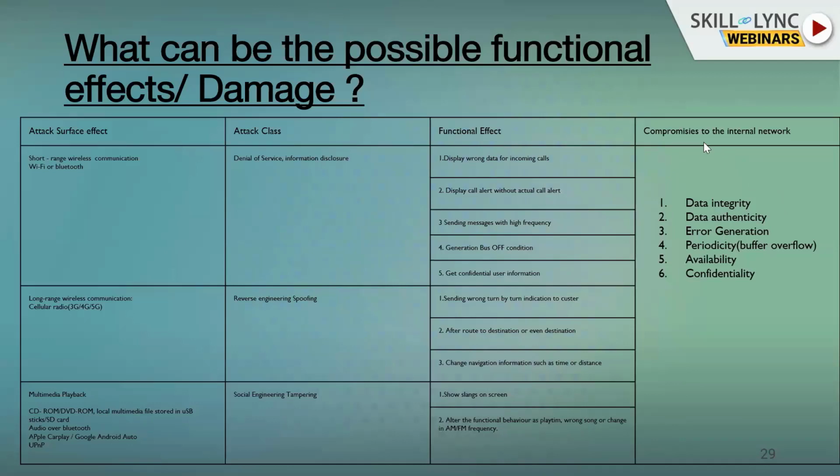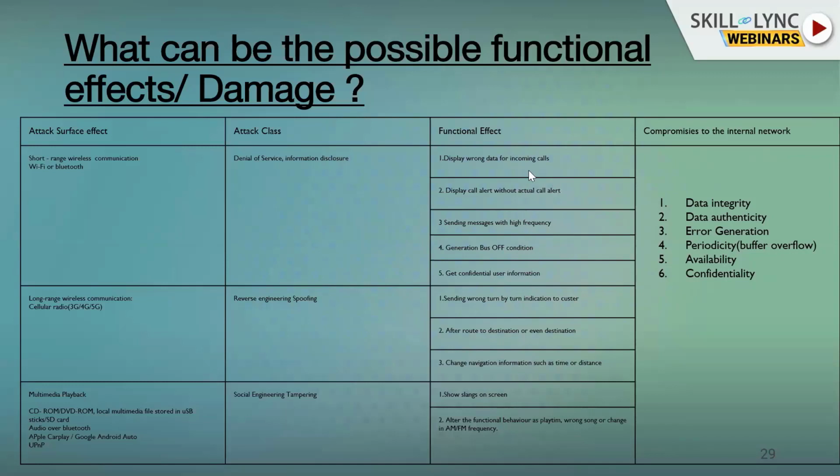And if you talk about compromise to the internal network, data integrity and data authenticity could be compromised. You can generate errors, periodicity issues, and buffer overflow conditions, then availability could be compromised, and confidentiality could also be compromised. This is how we identify the damages done by compromising an attack surface of an ECU. And when you identify these functional effects, these are the damages that you identify.